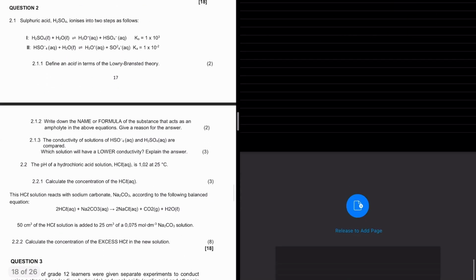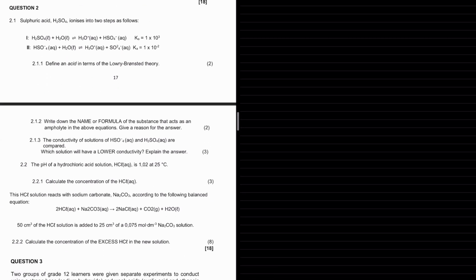Let's move on. Question number 2. Sulfuric acid ionizes in 2 steps as follows. So H2SO4 plus H2O, and the reactions are there. 2.1.2, write down the name or formula of the substance that can act as an ampholyte in the above equations. Give a reason for the answer. So an ampholyte is something that can act as an acid or a base. Here, it's going to be the HSO4-. That's because the HSO4- can receive a proton, becoming H2SO4, or it can give a proton, becoming SO4 2-.